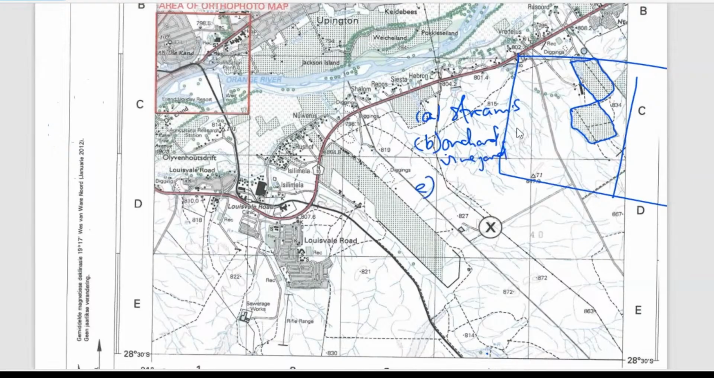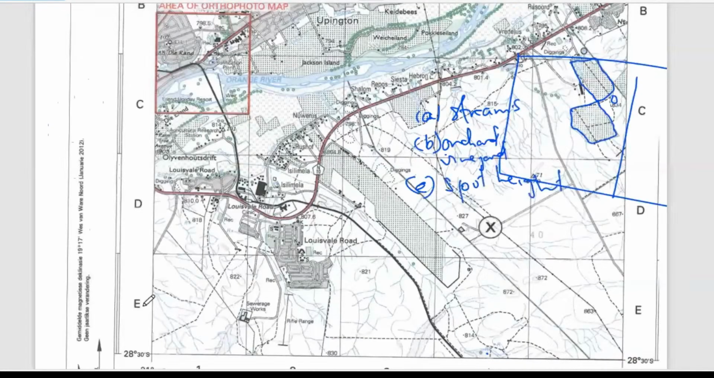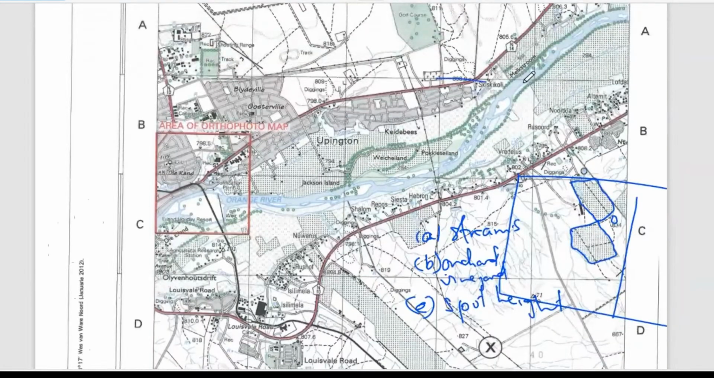Then number C, it wants us to identify a point feature. A point feature in this instance is our spot height, which is our spot height 834. So our spot height is a point feature in that block. Right, those are our features. Moving on to the next question. The next question is saying, refer to the statement below and about Orange River located in block B4 on the topographic map. We want to analyze our Orange River in block B4 on the topographic map. B4, our block B4, we are referring to this block here. This is our block of reference.